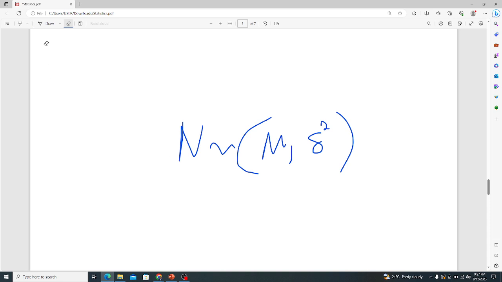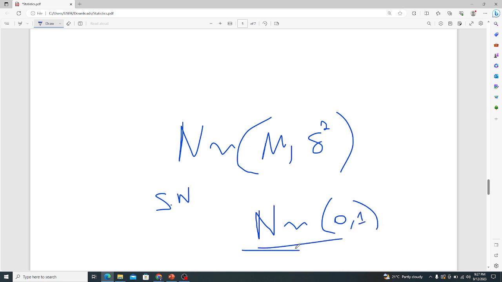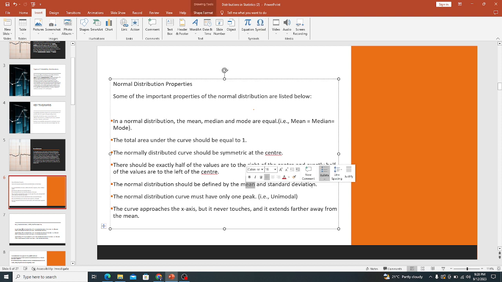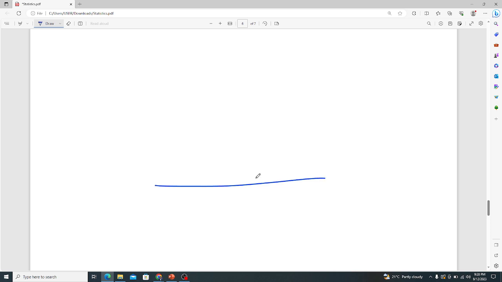Then we have another one known as the standard normal distribution. For the standard normal distribution, the data is normally distributed with mean 0 and standard deviation 1. That's why we say that a normal distribution should be defined by mean and standard deviation. And the normal distribution curve should only have one peak.